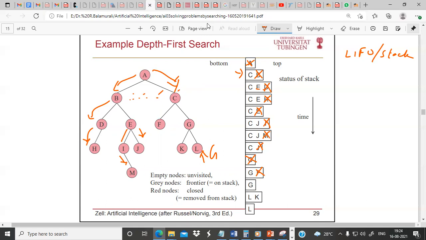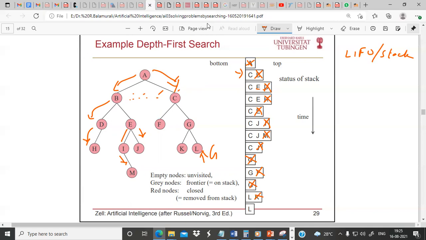F is already removed. Now what's the top of the stack? G. So remove G and expand it. When you expand it, you got L and K. Yeah, L and K, it will be pushed as L and K. And now what's the top of the stack? K. So remove K and check whether this is the goal state or not. It's not the goal state. So expand K. Nothing to expand. Now what's the top of the stack?